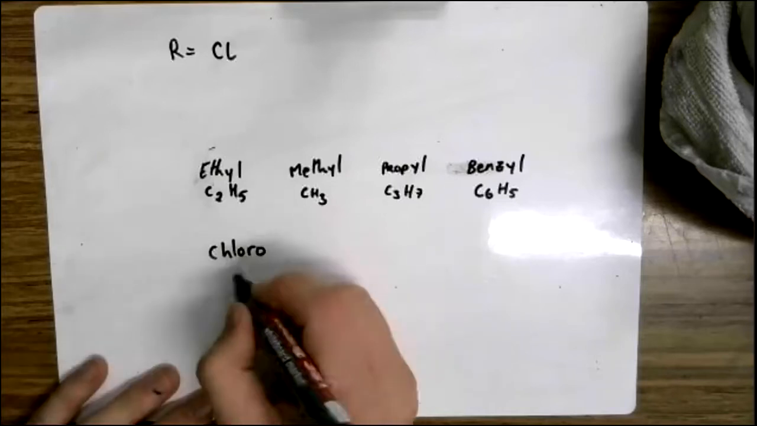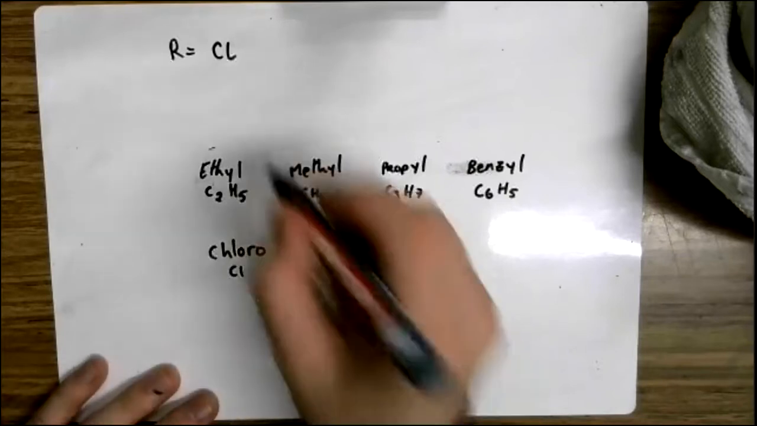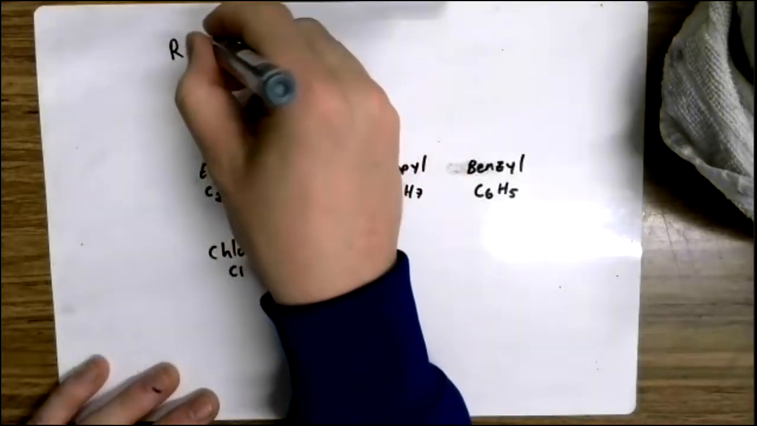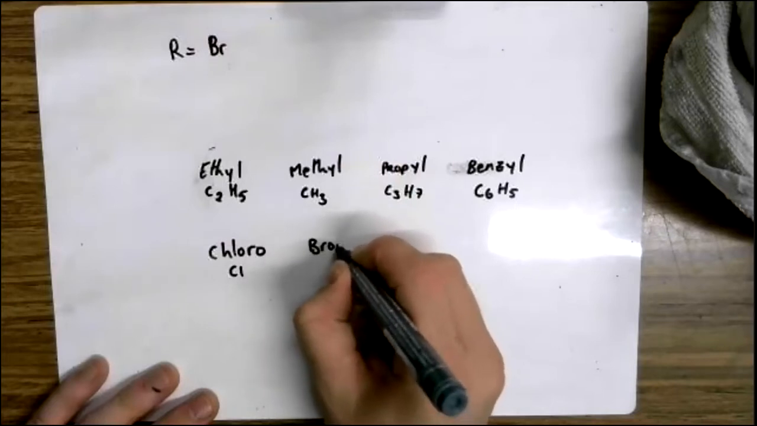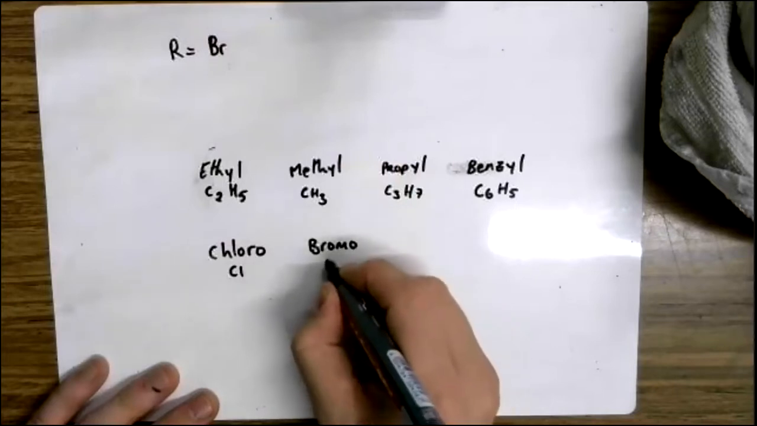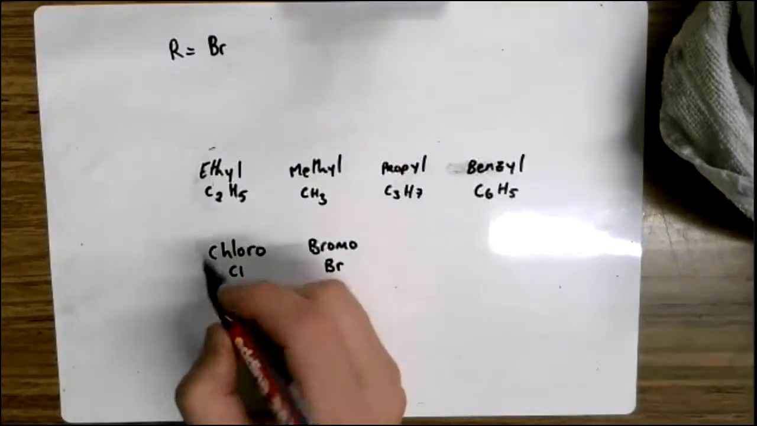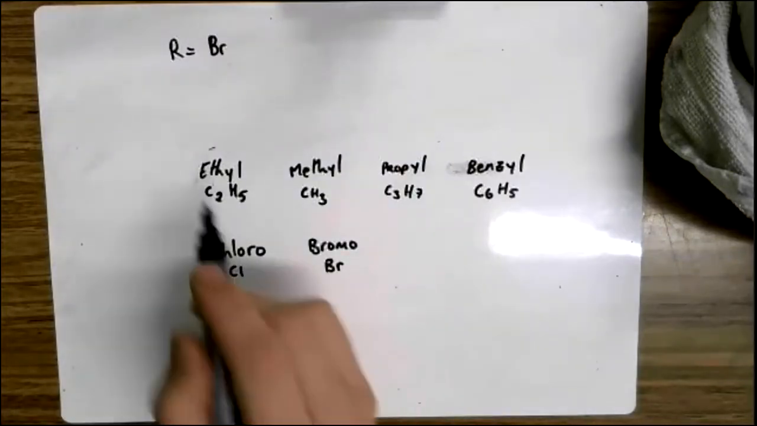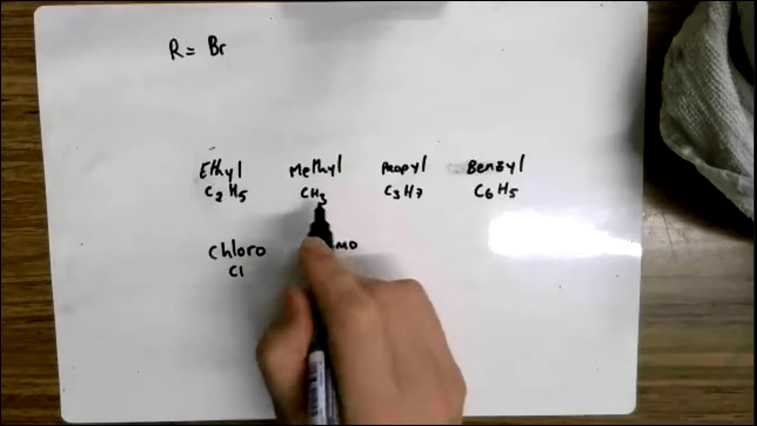Okay, so chloro, that would be just a Cl. And if R was a bromine, then we would have bromo, and the formula for that would be Br. The last thing I'm supposed to remind you is that sometimes you can have 2 R groups, and they could have 2 of these guys.